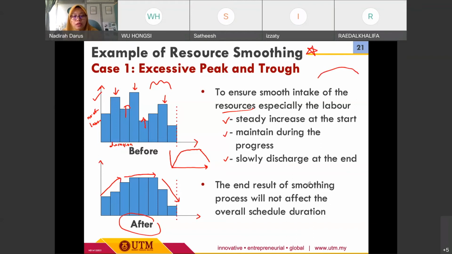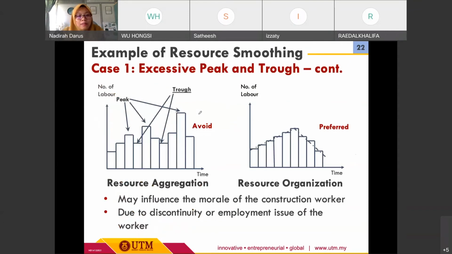The other thing is that the end result of the smoothing process will not affect the overall duration. Okay. So, for example, based on this figure, the total duration of this project is 24 months or a 2 year period. So we need to make sure that after the smoothing, we still allocate the resources within this limited duration. Okay, we can adjust the resource allocation. However, we need to ensure that the time is the same. Okay, so we don't have any delay, since we need to remember that smoothing is more time driven instead of resource driven, right? So we need to remember that.